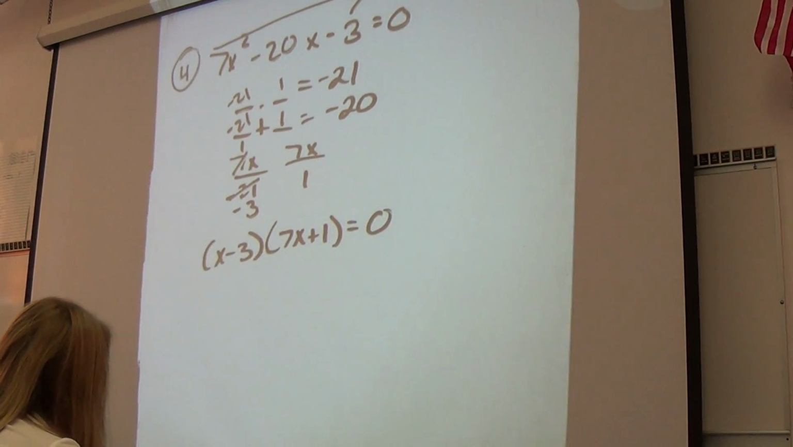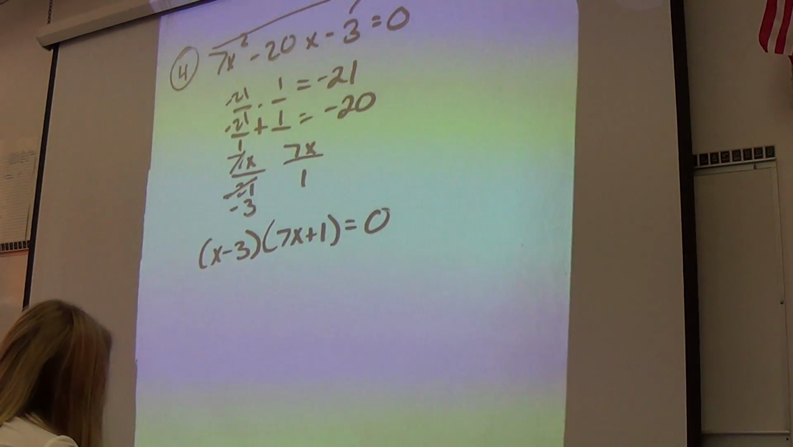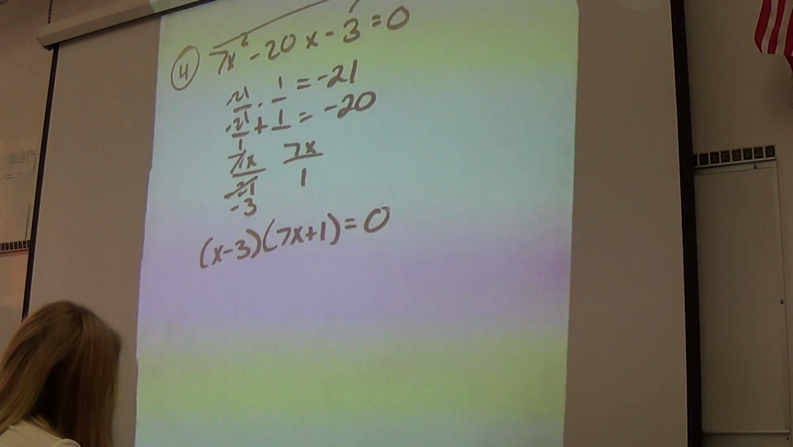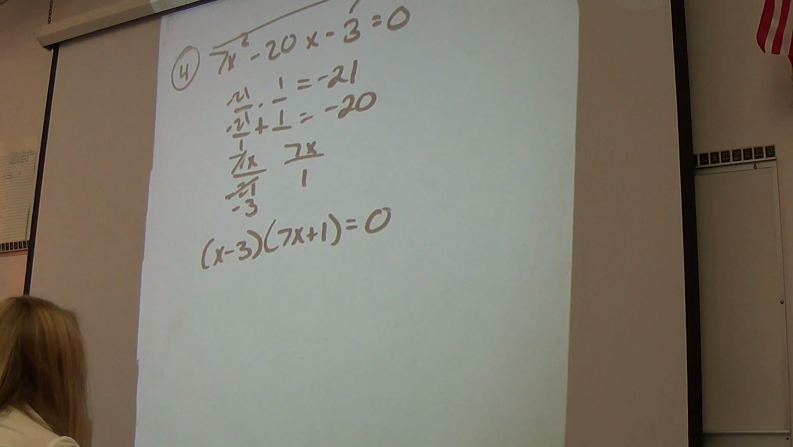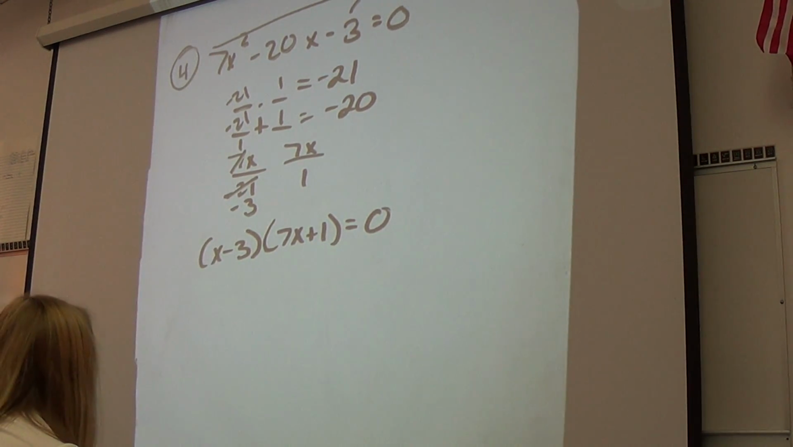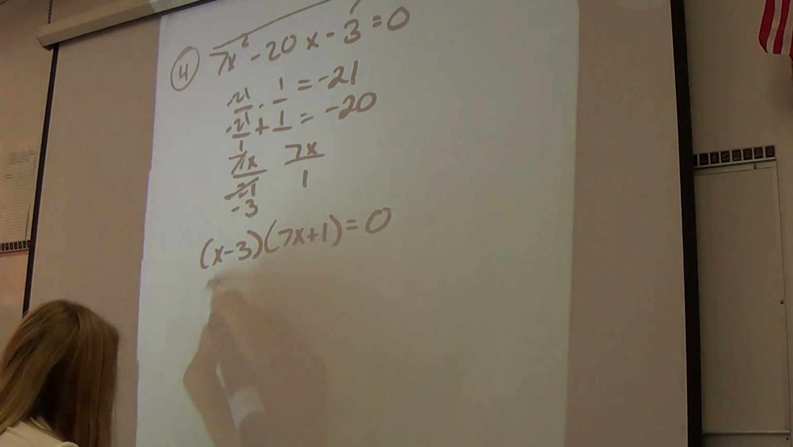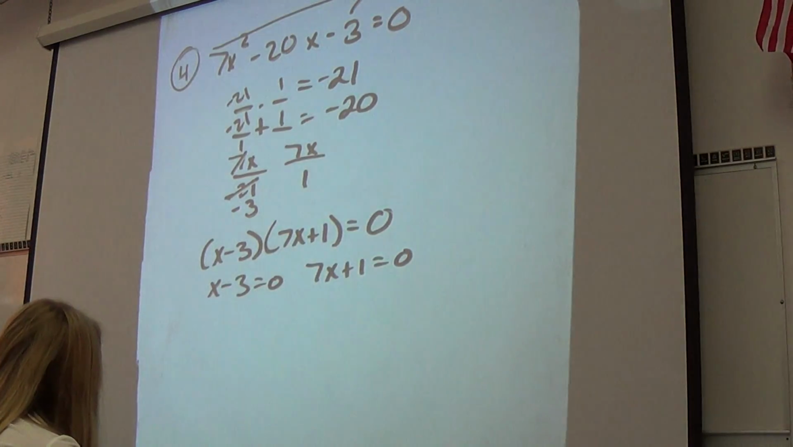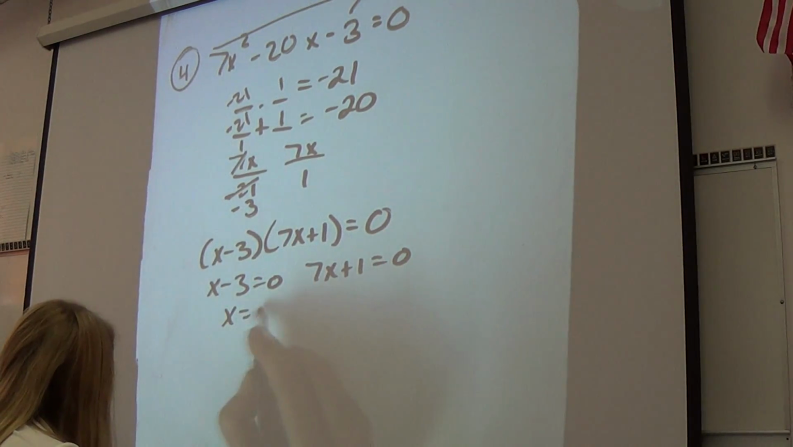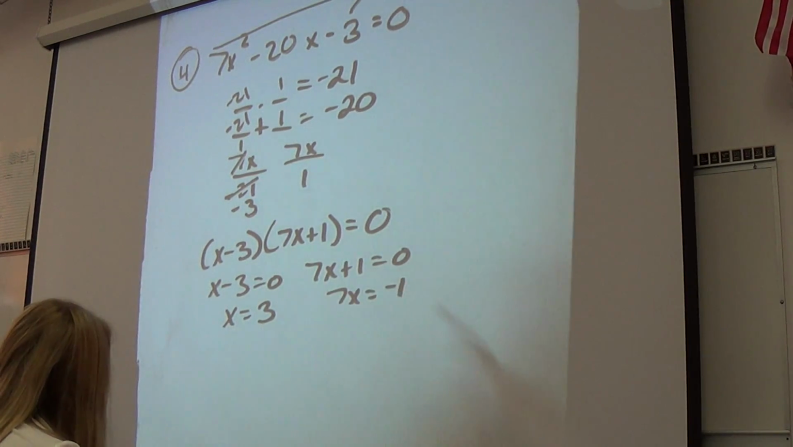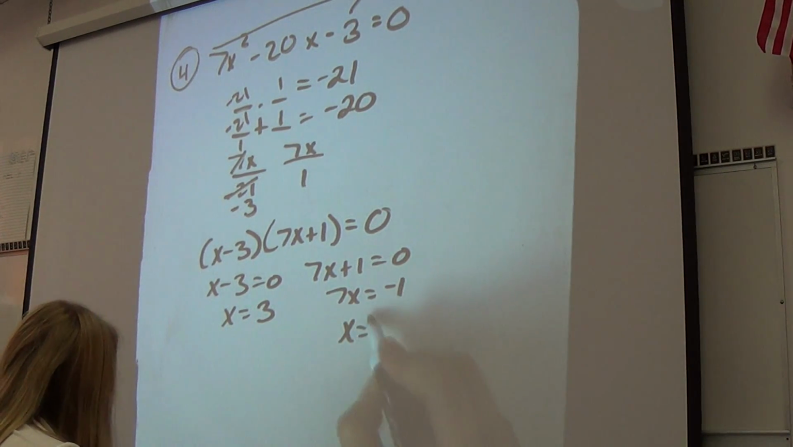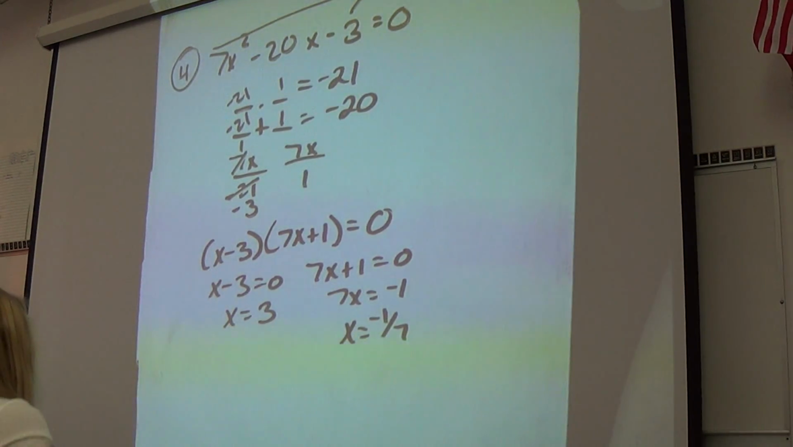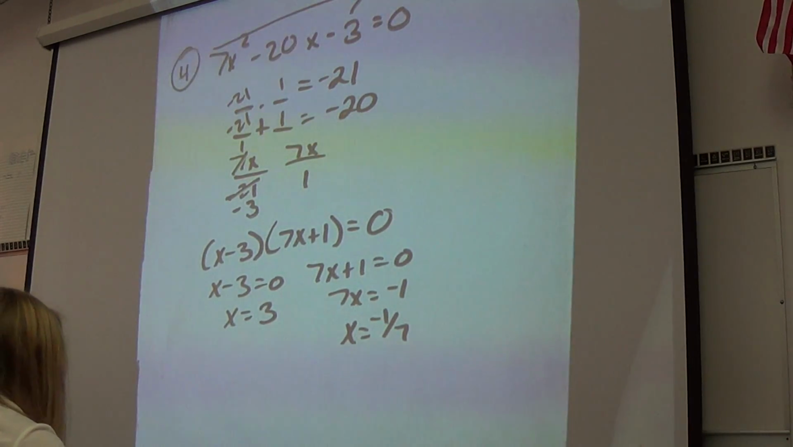I would say half of you factored it beautifully, and then you forgot what it was asking you for. What was it asking me for? To solve it, which means what do I do from here? x minus 3 equals 0, and then 7x plus 1 equals 0. Add 3 to both sides, I get x equals 3. Subtract 1 gives me a -1, divide by 7 gives me -1/7. Questions on 4?